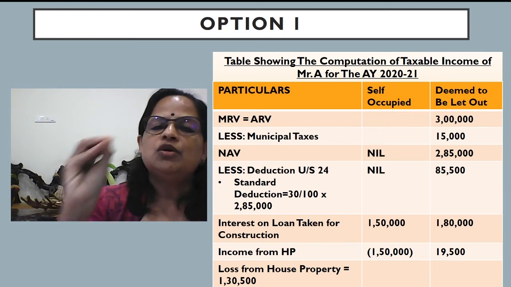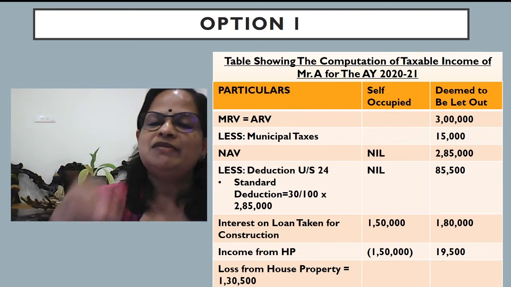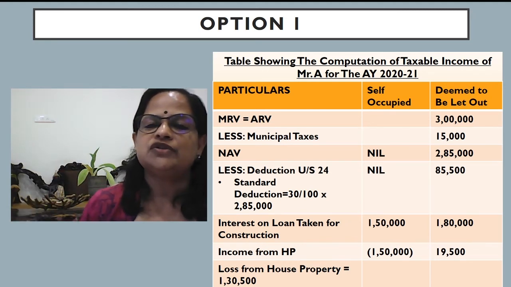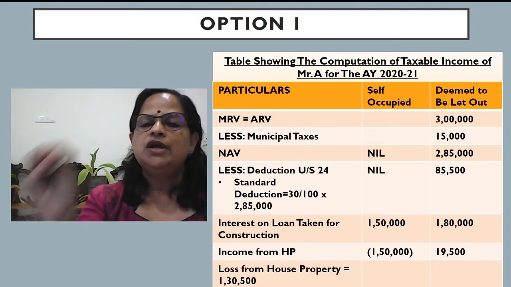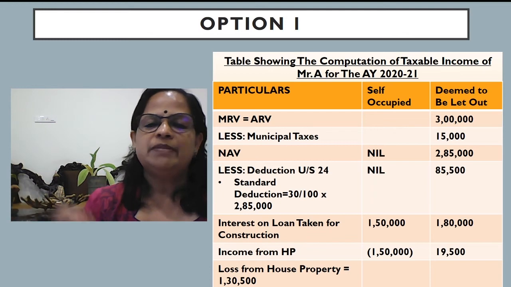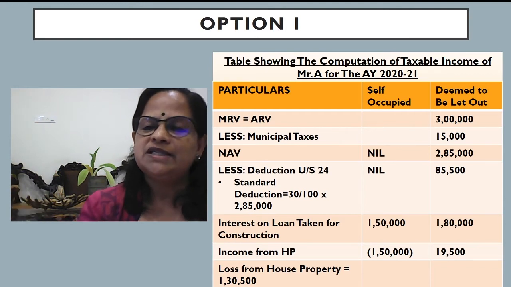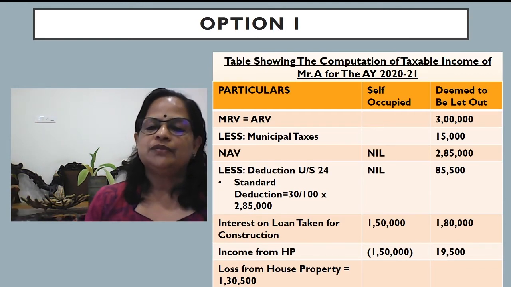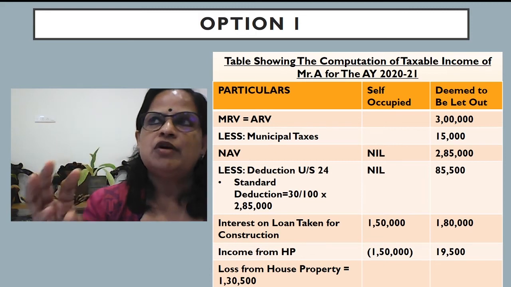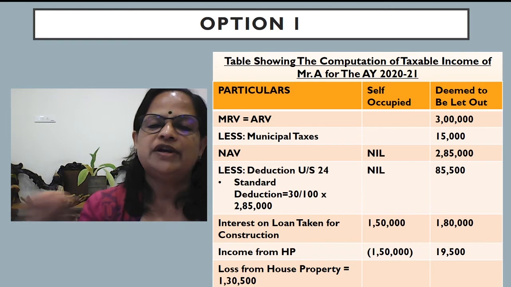Deemed to be let out, only municipal rental value is there, that we will take as the annual rental value. Less municipal taxes, you will get net annual value 2,85,000. Less deduction under section 24, only for let out it is allowed, 2,85,000 into 30 by 100. Now interest on loan taken for construction. One is 1,50,000 self-occupied. Second is deemed to be let out 1,80,000. So self-occupied house property 1,50,000 is loss. Deemed to be let out 19,500 is the profit.